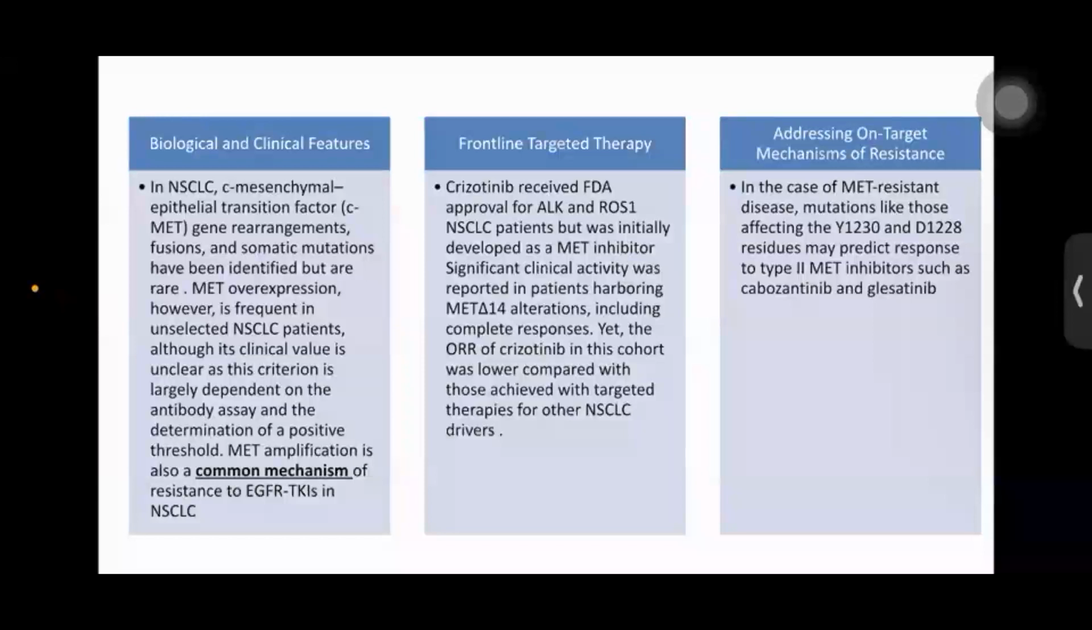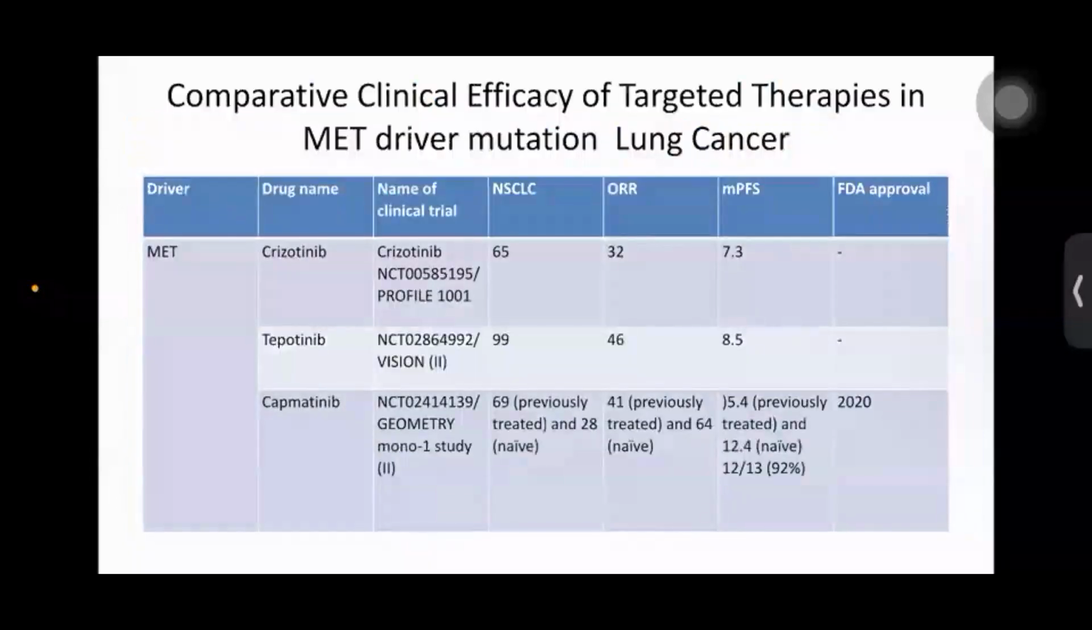So initially, crizotinib was the drug which was tried as a MET inhibitor, and following that, various other drugs were also tried like cabozantinib and glesatinib. But presently, the drugs which we are targeting MET with are crizotinib, tepotinib, and capmatinib. If you see, the response rates are good with tepotinib and capmatinib, around 40%, and median progression-free survival of 8.5 months with tepotinib. And for patients who have not received any first-line therapies, capmatinib has shown a PFS of 12.4 months. And capmatinib and tepotinib have the FDA approval for usage in MET positive NSCLCs.